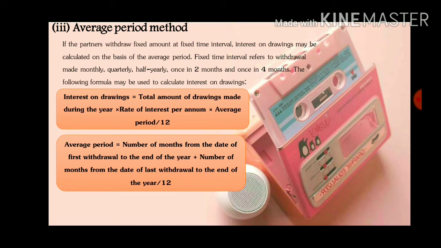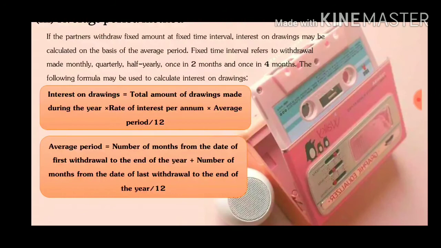Then finally, average period method. In this method, it is a regular method. So if the partners withdraw a fixed amount at a fixed time interval, interest on drawings may be calculated on the basis of the average period. The fixed time interval refers to withdrawals made monthly, quarterly, half-yearly. Quarterly means 3 months once, half yearly means 6 months once.